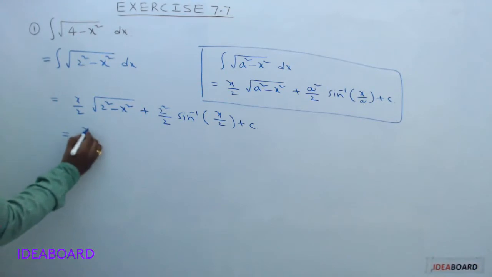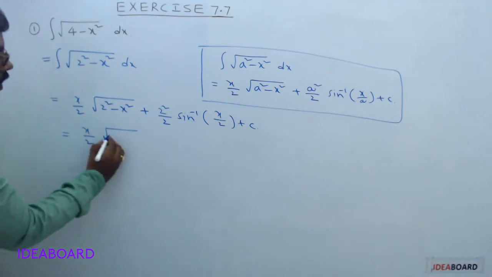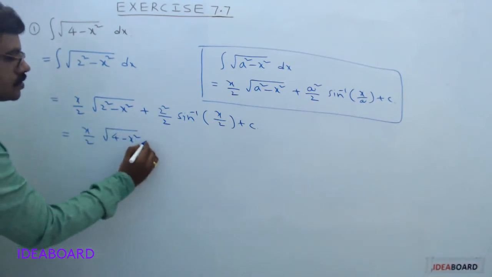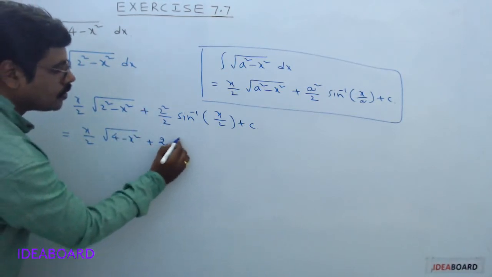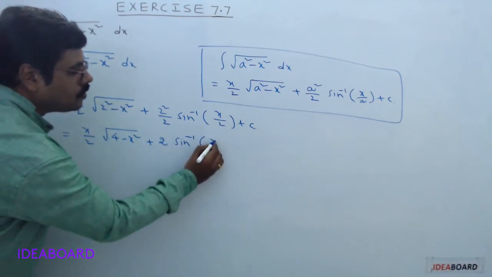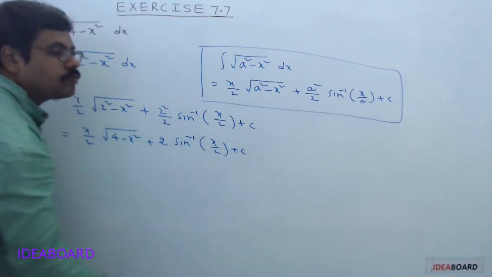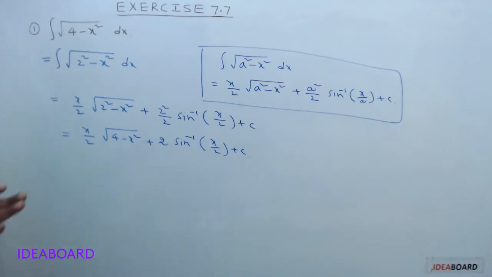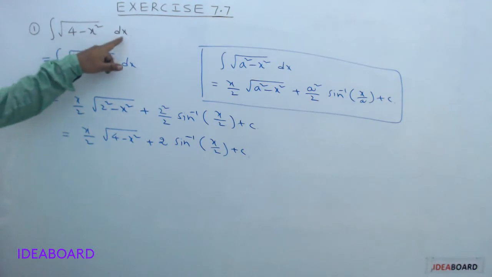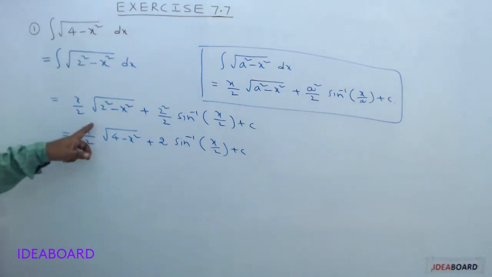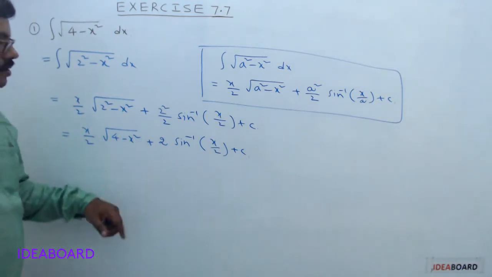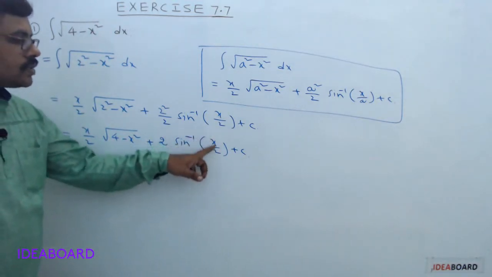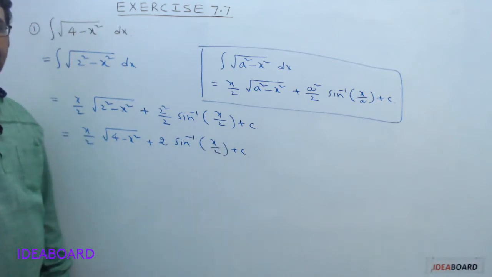Now it is x by 2 into square root of 4 minus x square plus 4 divided by 2, that is 2, into sine inverse of x divided by 2 plus a constant c. So therefore integral square root of 4 minus x square dx equals x by 2 into square root of 4 minus x square plus 2 into sine inverse of x by 2 plus a constant c.